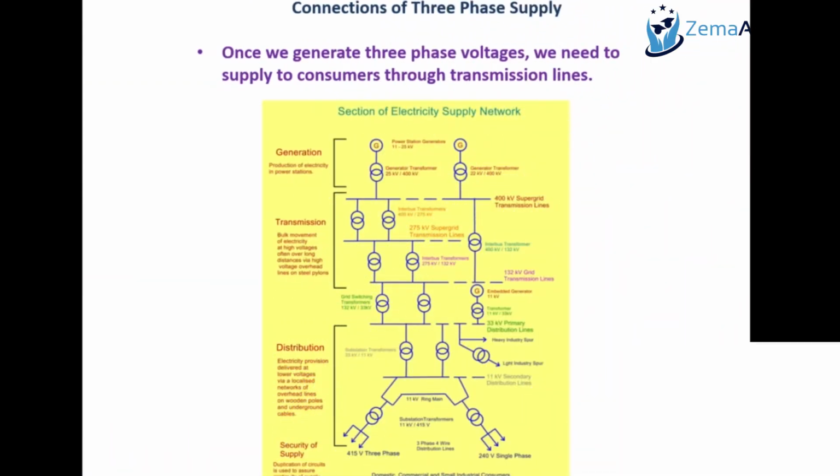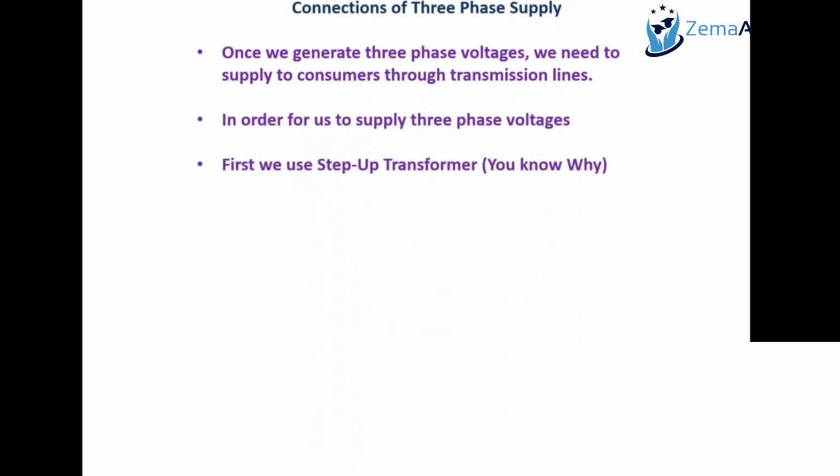So once we generate the three-phase voltages from the synchronous generator, we need to step up the voltage using a transformer. And you know why we need to step up the voltage, because if I increase the voltage, I reduce the current. If I reduce the current, I reduce the size of the conductors and the power losses. That's why transformers play a significant part. At the time when the power needs to be consumed at the distribution level, it needs to be stepped down.